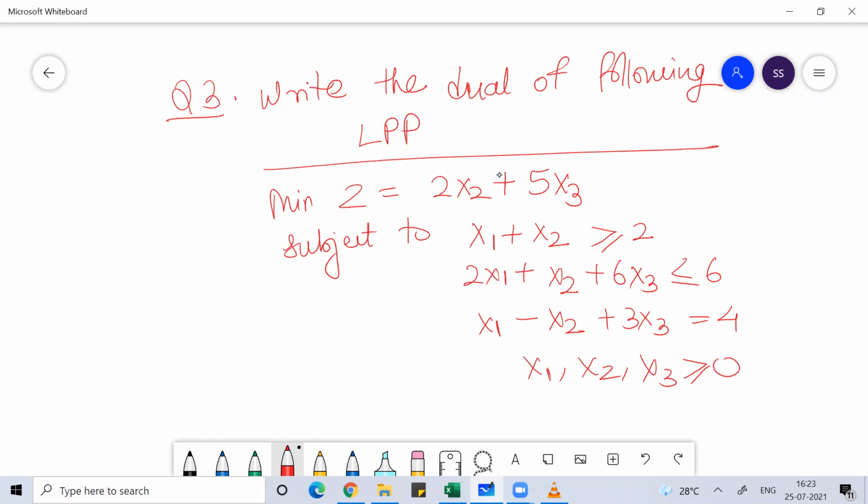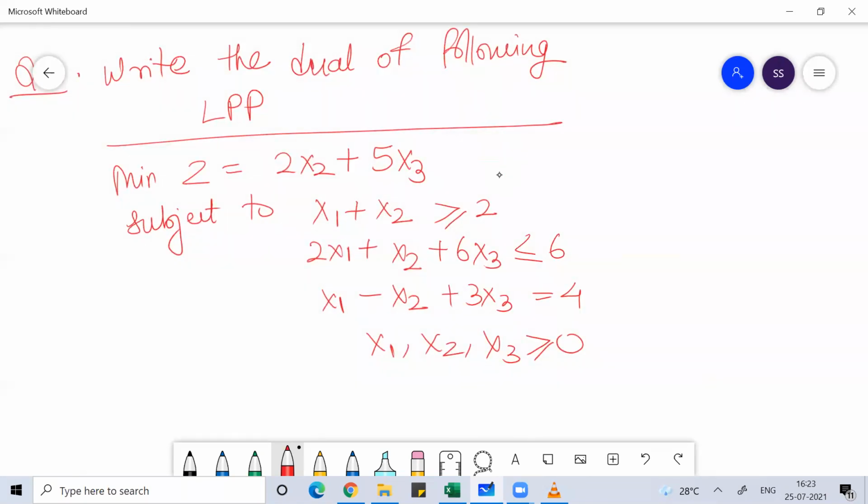See this problem, guys. Write the dual of the following LPP. If you see the constraints in this problem, you can see one of the constraints has an equal to sign. So what do we mean by equal to?